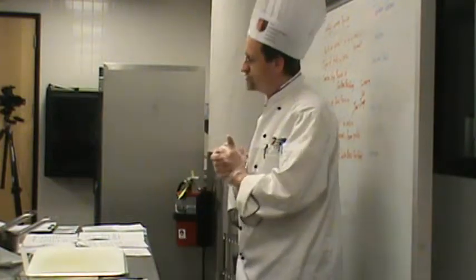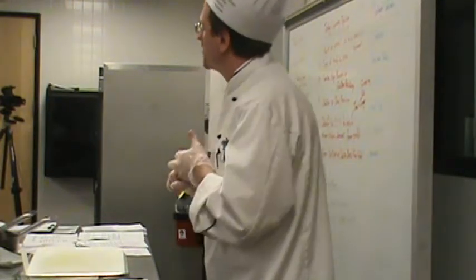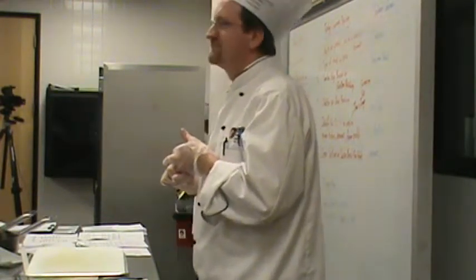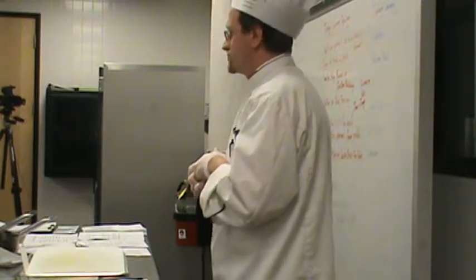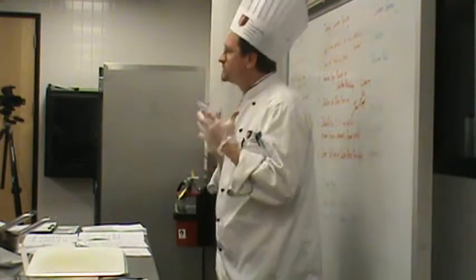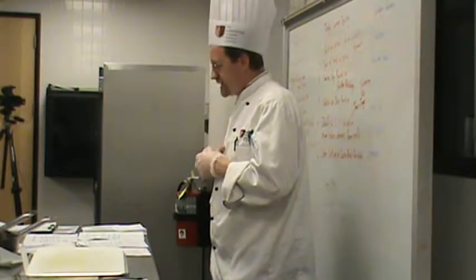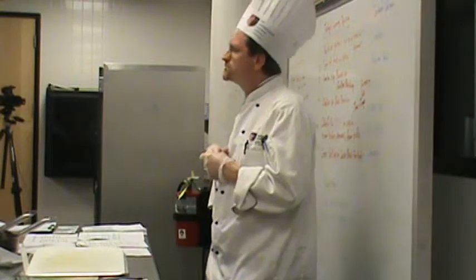Typically, poaching involves a stock, a broth, or a court bouillon. Back in Unit 3, we talked about court bouillon. What's a court bouillon? It's a concentrated broth, right? And that adds flavor to the particular food that we're poaching. You can also use stock for that purpose. What other types of foods do you poach?